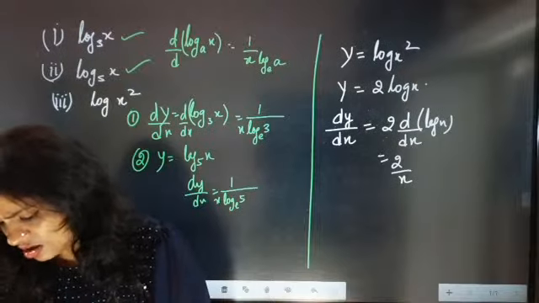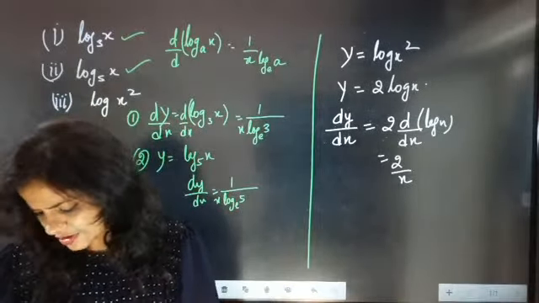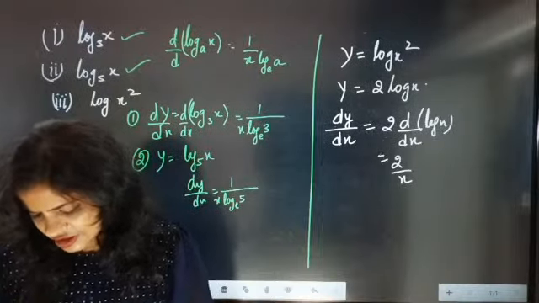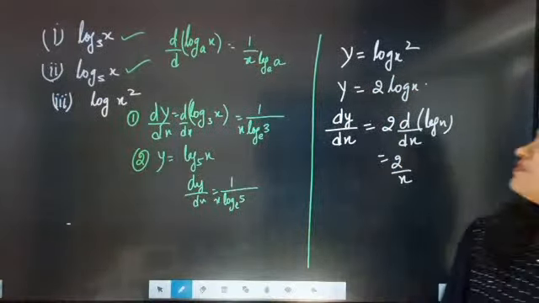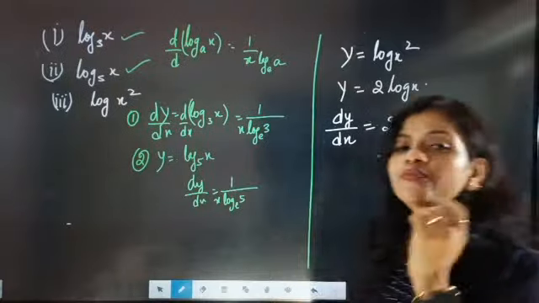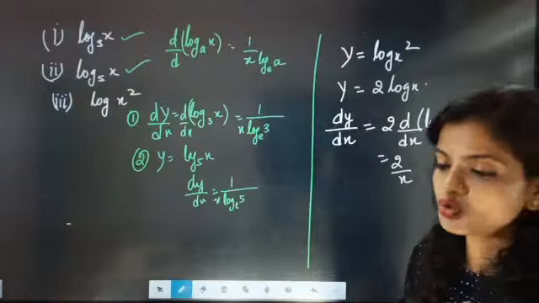Only the last part Saru you have to check, the rest of everything is back to back correct, beta. You shift the 2 here, then differentiation of log x will become 1 by x. Otherwise you have to apply the chain rule. If you apply the chain rule also, Saru, it will come as 2 by x.